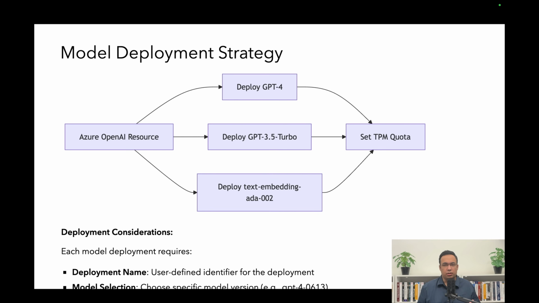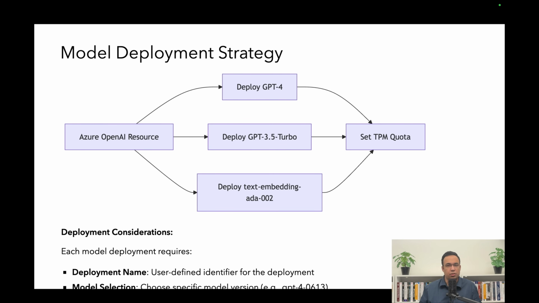Once you have your Azure OpenAI resource created, the next step is deploying models. In Azure OpenAI, you don't just get access to models automatically. You explicitly deploy models to your resource. And this gives you fine-grained control over which models are available and how much quota each one gets. Looking at this diagram, your Azure OpenAI resource can host multiple deployments. You might deploy GPT-4, GPT-3.5, GPT-5, or even embedding models. Each deployment then gets allocated a portion of your total TPM quota, which is tokens per minute.